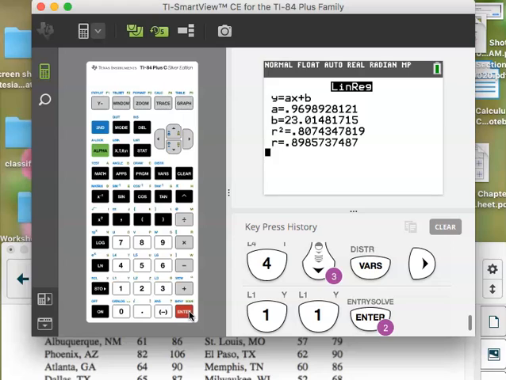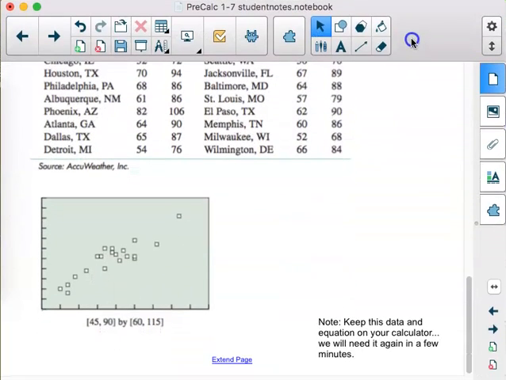So there is our line of best fit: y equals 0.970x plus 23.015. But while I'm here, I will look at that r value, that correlation coefficient. 0.899 to 3 decimal places. And remember, the closer that is to 1, the better the line of best fit. This is a pretty good one. That's a pretty high value that we have there for our correlation coefficient.